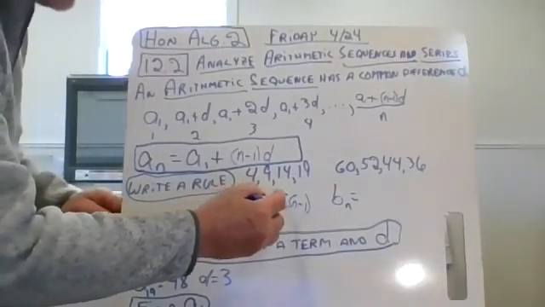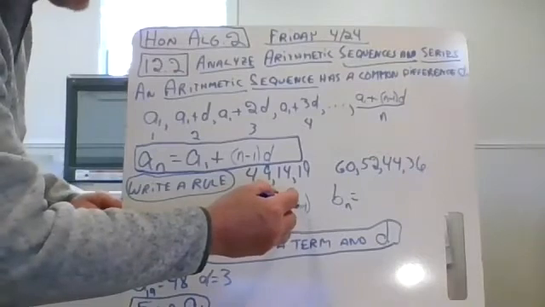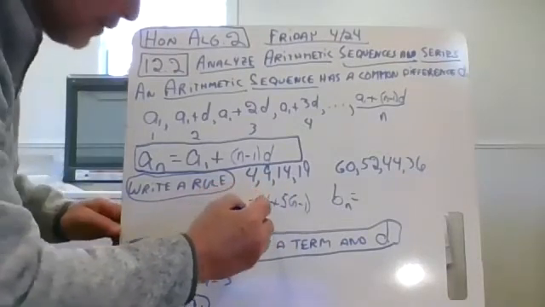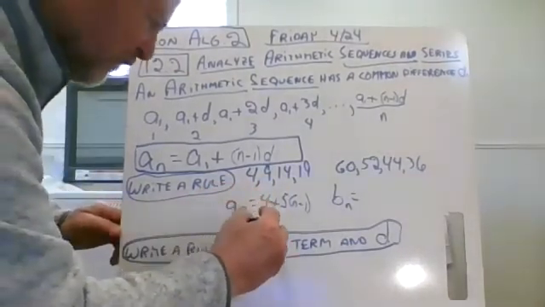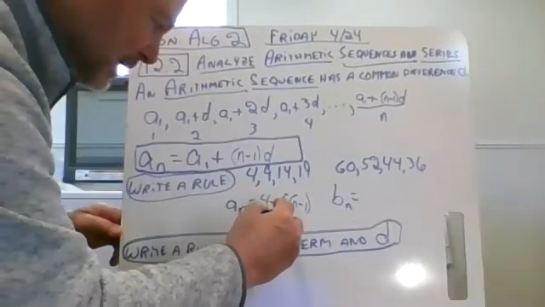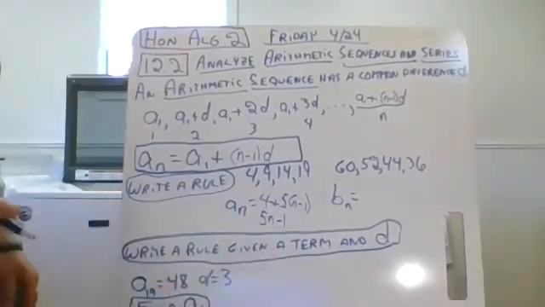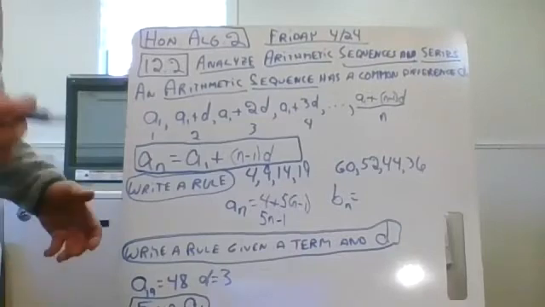And you end up with 5n minus 5 plus 4. So that's the rule, 5n minus 1. That's your a sub n. There's your term generator.